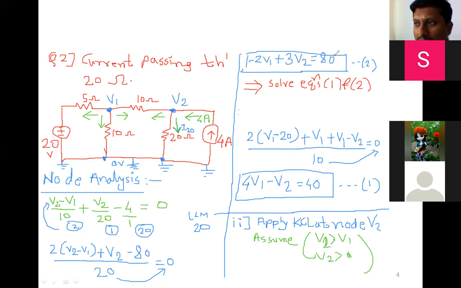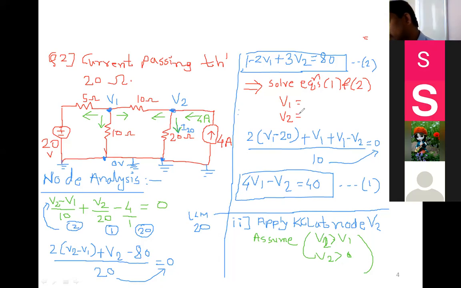Once you put all these values, press the equal button. There is an equal button. Press the equal button, you can get the V1 value. And one more time you press the equal button, you can get the V2 value. So what are the values of V1 and V2? Anyone? 20, 40. Yes, very good. So V1 is 20 volt and V2 is 40 volt.